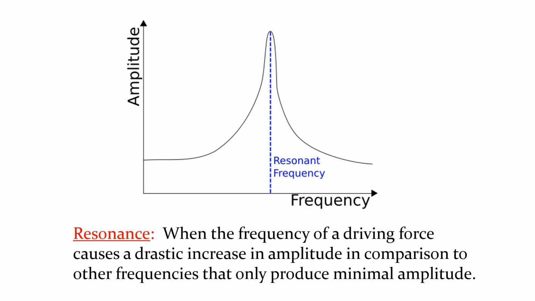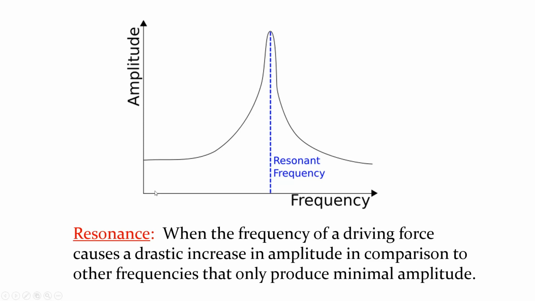So resonance is when the frequency of a driving force causes a drastic increase in amplitude in comparison to other frequencies that only produce minimal amplitude. She showed a graph like this in the video. It's actually quite useful if you can understand this graph. So the amplitude here is meaning the size. We talked about amplitude a little bit when we discussed waves. So it's the amount of vibration, if you want to think about the displacement of the object.